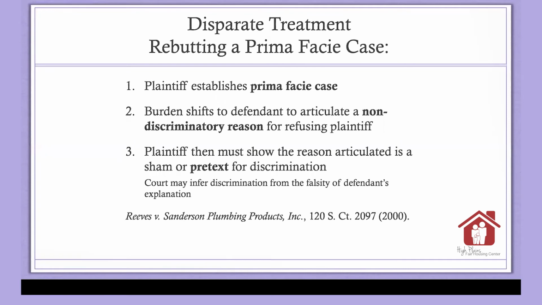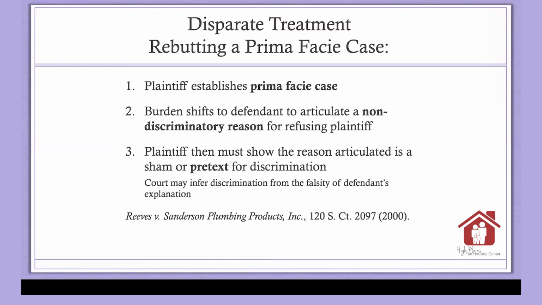So rebutting the disparate treatment prima facie case, if the plaintiff establishes a prima facie case, which is a low level of required proof or allegations, the burden then shifts to defendant to articulate a non-discriminatory reason why they refused the housing, refused the plaintiff the housing.